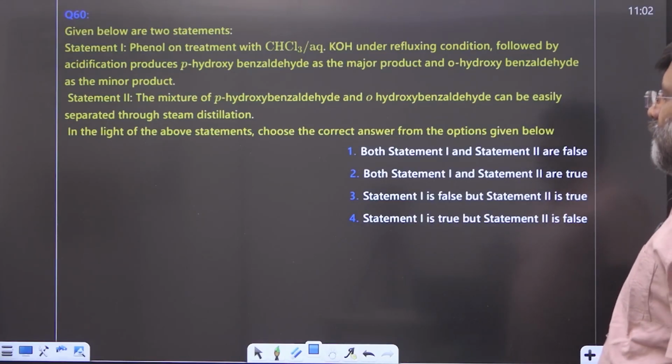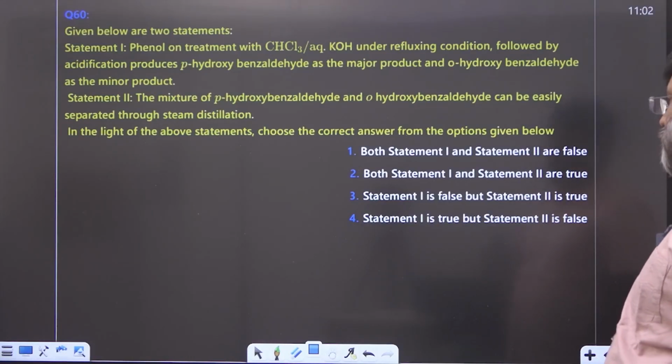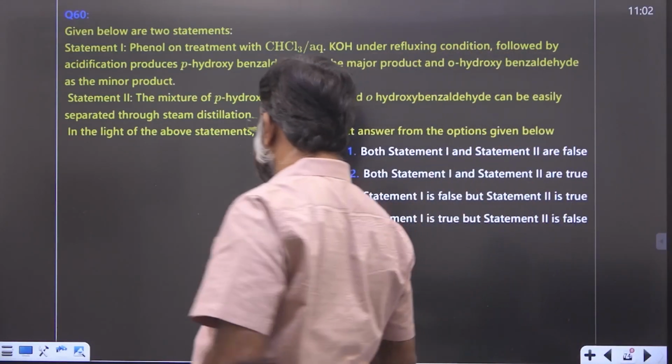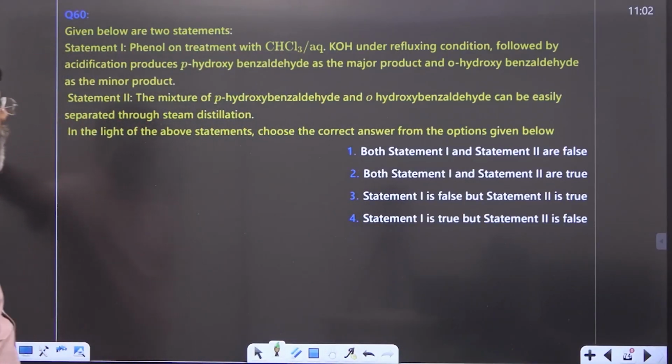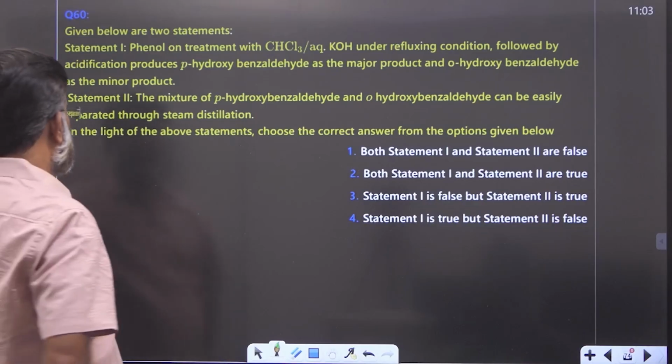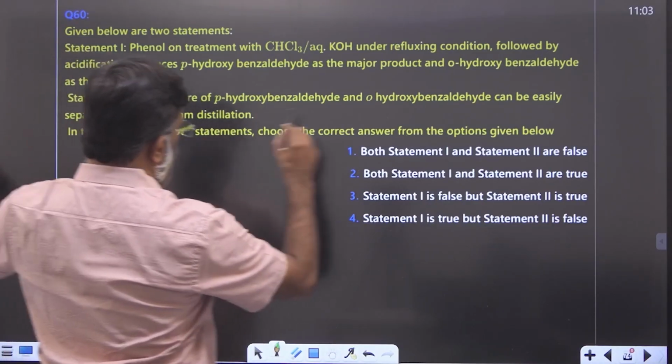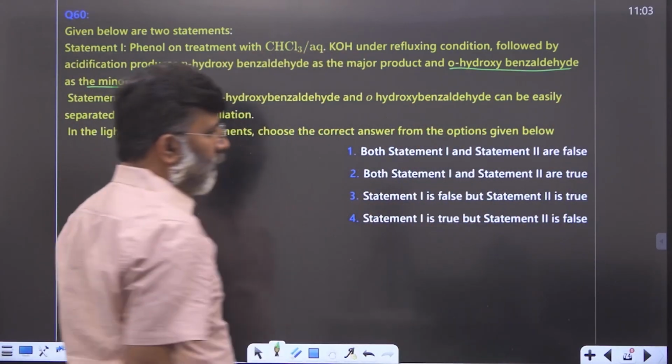Statement 1, statement 2. First statement: phenol on treatment with chloroform and alkali under reflux condition followed by acidification produces para-hydroxybenzaldehyde as the major product and ortho-hydroxybenzaldehyde as the minor product. Wrong. This is the Reimer-Tiemann reaction.